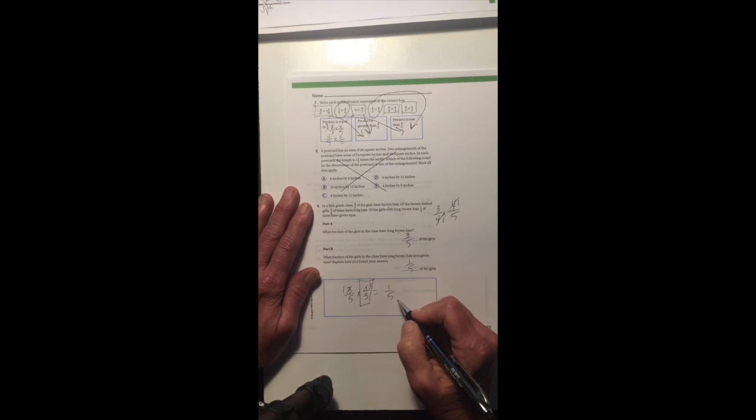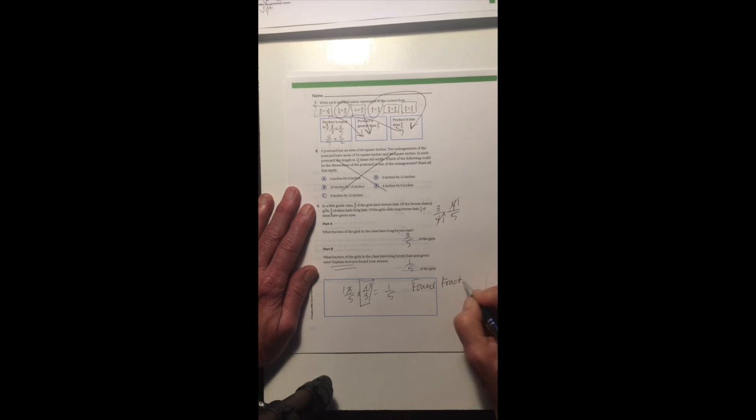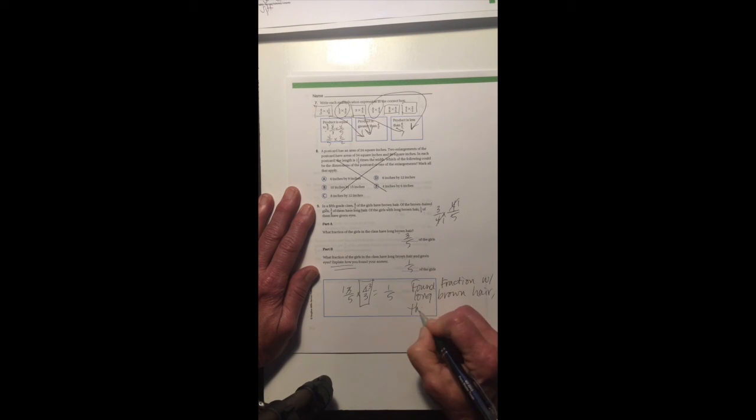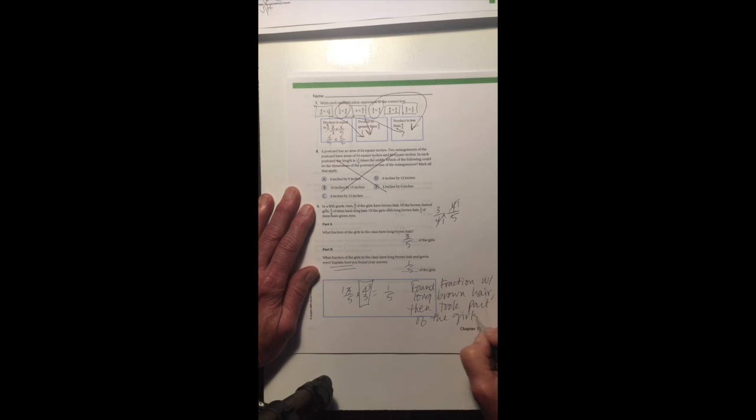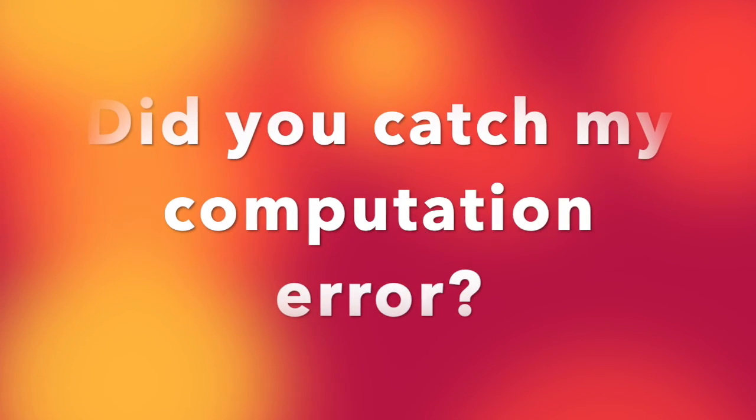Now, in terms of your explanation, you could say you found the fraction with long brown hair. And then took the part of the girls with green eyes. So there you go. Those are the correct answers, and hopefully if you didn't get them right, you better understand them now. So did you catch my computation error?